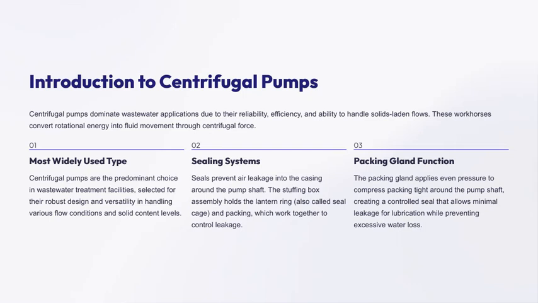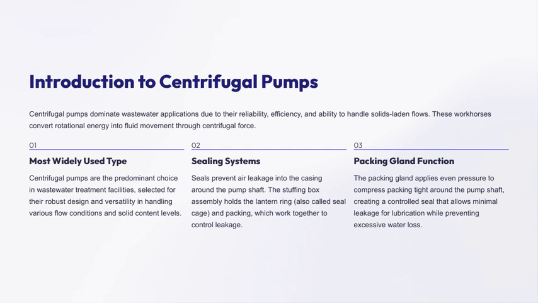Let's start with an overview of centrifugal pumps. These pumps are the go-to choice in wastewater applications because they are known for their reliability and efficiency. They are particularly effective at handling flows that contain solids, making them ideal for treatment facilities. Essentially, these workhorses convert rotational energy into fluid movement through centrifugal force, which is a powerful way to move large volumes of wastewater efficiently.